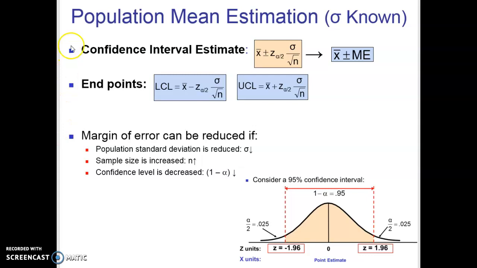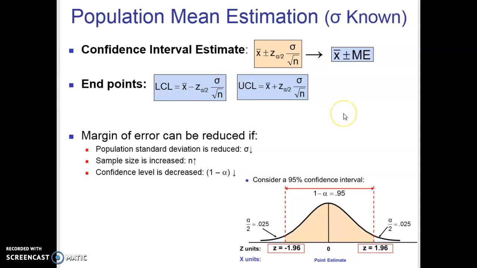In the event we're looking at a population where the standard deviation of that population is known, that is, we know how the data in the population is distributed, then we can estimate the mean with this formula here. It's simply our sample mean plus and minus the z value times the standard error, which is the same as the sample mean plus or minus the margin of error. This is the same as creating those endpoints I talked about a minute ago. The lower confidence level being the lower endpoint and the upper confidence level being the upper point.